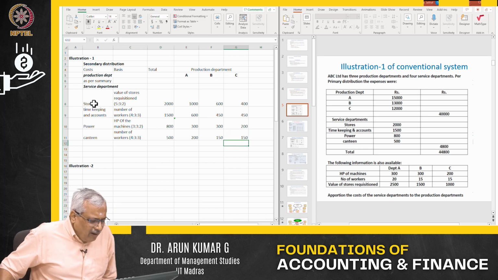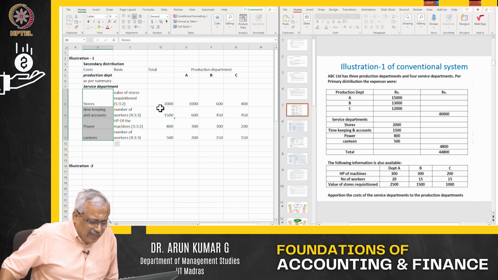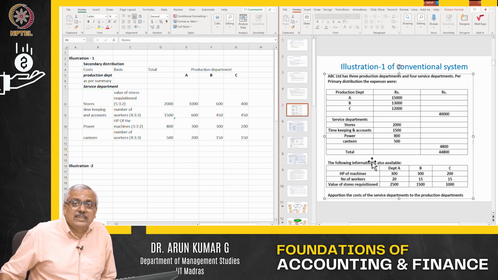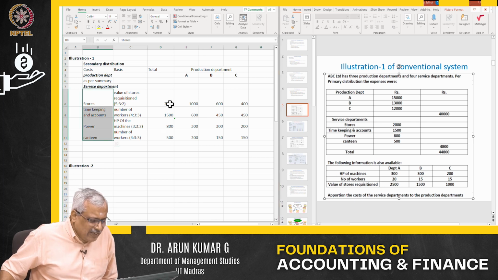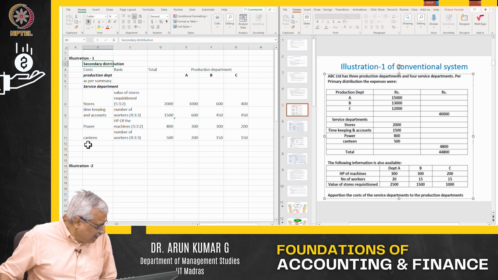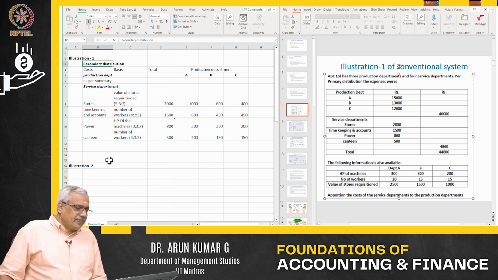So what happened? All these are service departments. I allocated each on one of the bases given in the problem sheet, and I directly allocated it. That is what we call a secondary distribution.